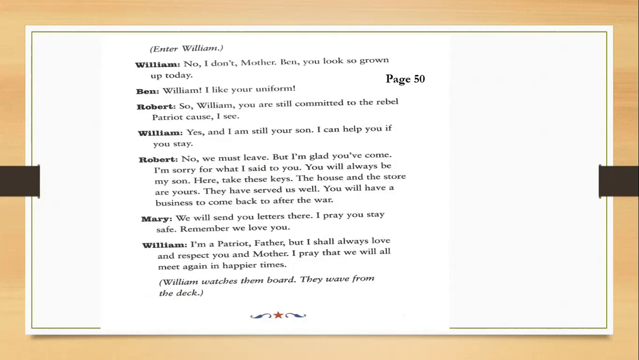They have served us well. You will have a business to come back to after the war. Mary: We will send you letters there. I pray you stay safe. Remember, we love you. William: I am a patriot, Father, but I shall always love and respect you and Mother. I pray that we will all meet again in happier times. William watches them board and they wave from the deck.